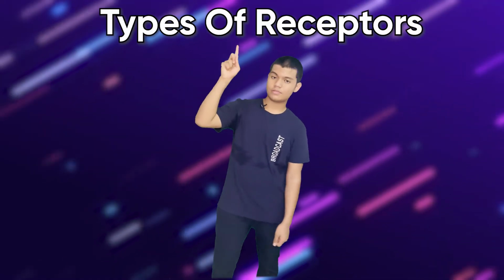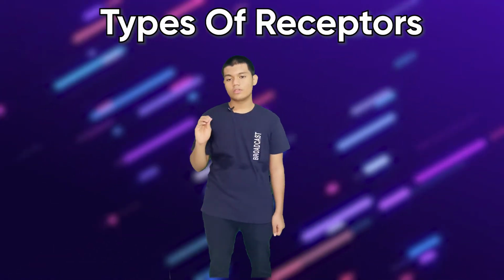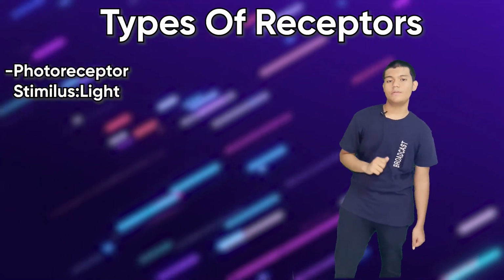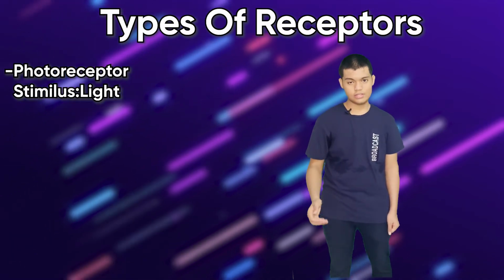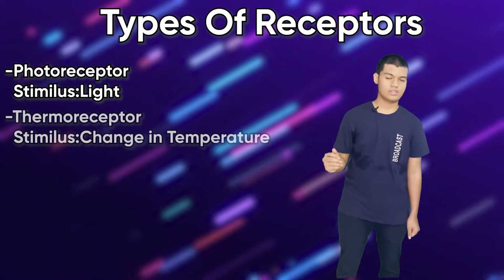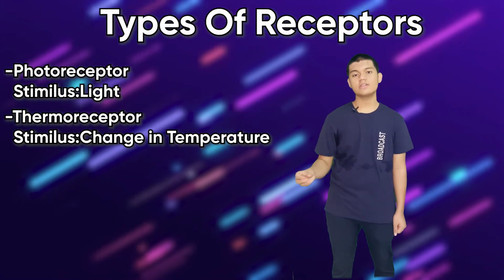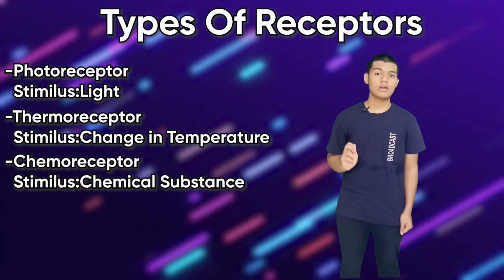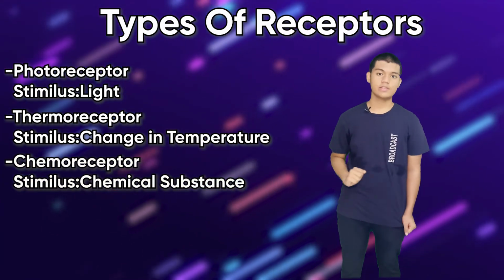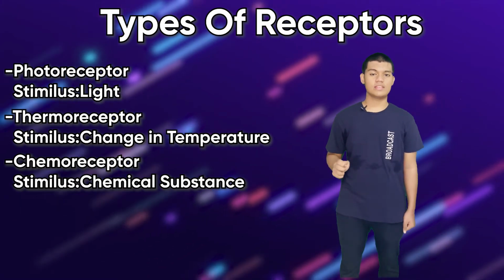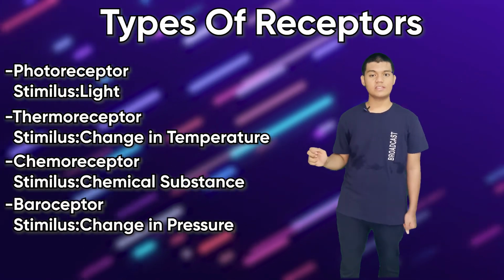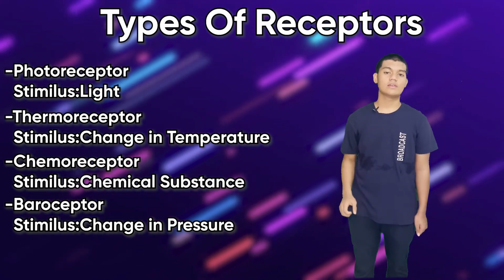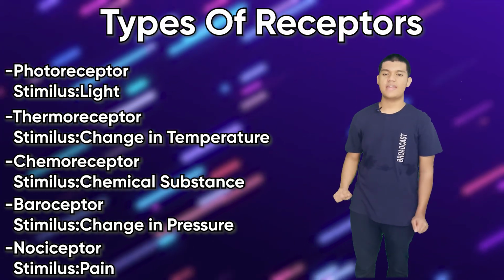Let's talk about types of receptors. So there are 6 types of receptors. The first one is photoreceptor, with light as its stimulus. The second one is thermoreceptor, with change in temperature as its stimulus. So the third sensory receptor is called chemoreceptor, with chemical substance as its stimulus. The fourth sensory receptor is baroreceptor, with change in pressure as its stimulus. And the sixth receptor is known as the nociceptor, with pain as its stimulus.